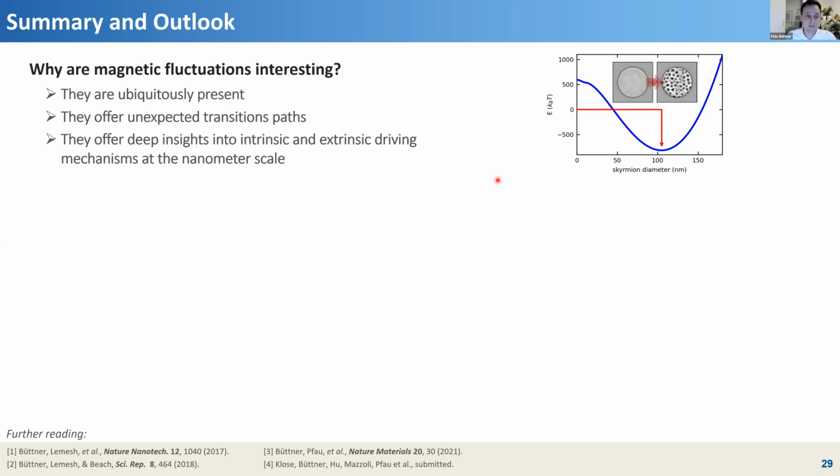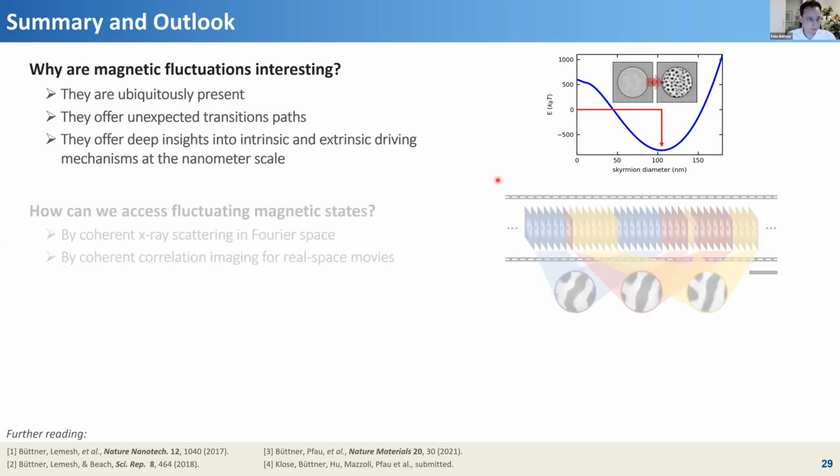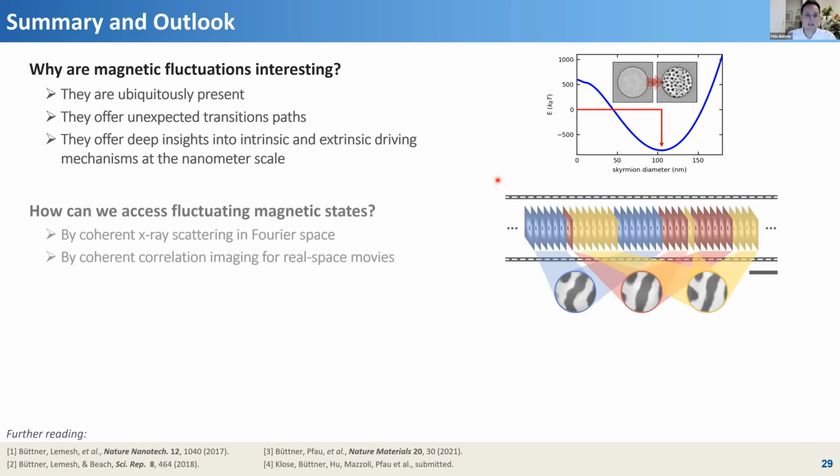How can we access fluctuating magnetic states? I've shown you two examples. One is by coherent X-ray scattering at the free electron laser source, where we get information in Fourier space. And then if we want to do real space imaging, we can use this new technique, coherent correlation imaging, which is again depicted here. So what is next?